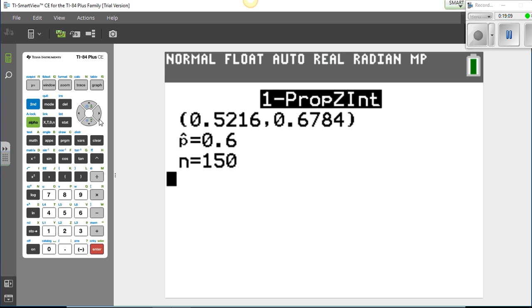And there's where we think the true proportion of students at Jenny's High School who have never smoked a cigarette lies. Where do we think it lies between? 0.5216, 0.6784. So is it higher or lower than that national proportion?